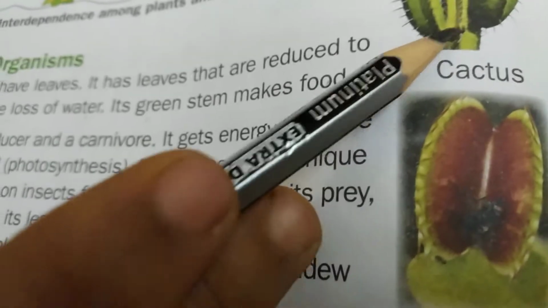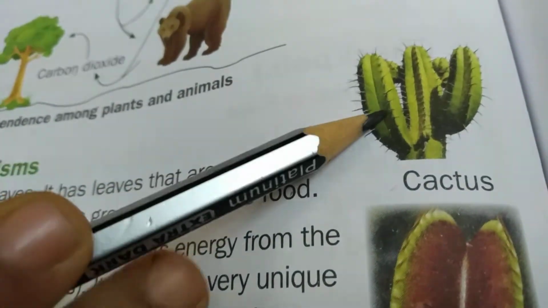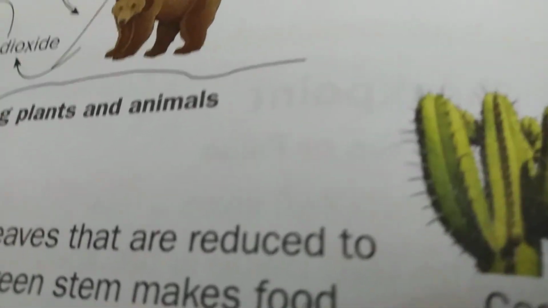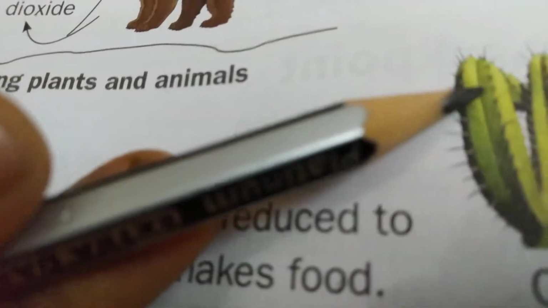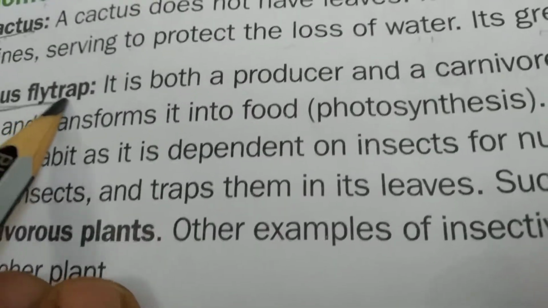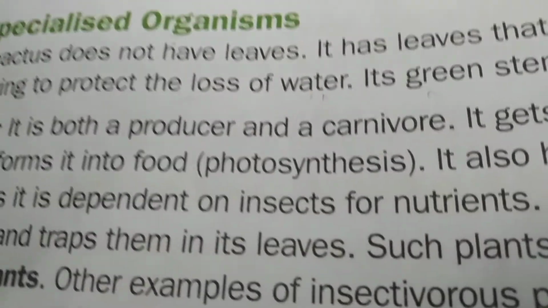Its green stem only makes the food. Without much water, it will grow. That's why it grows in which areas? Desert areas, where there is water scarcity. In those areas, these cactus plants grow. Very beautiful to see, children, but do not touch those cactus plants. It is harmful to us. You are seeing the spines over the leaves. Understood? These are called spines. Next, Venus flytrap. These are one type of insectivorous plants, children. This is the Venus flytrap.